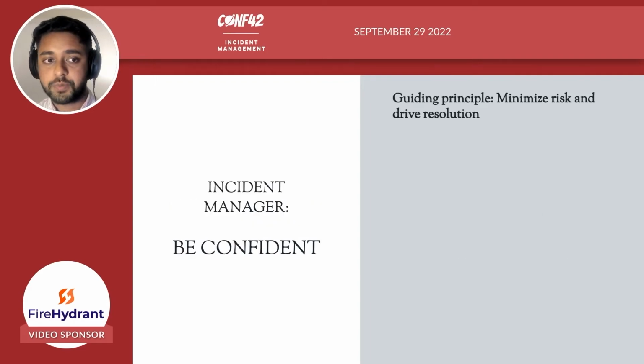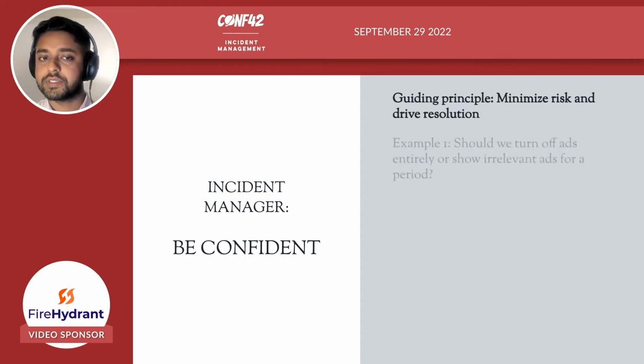Okay, the next part is specifically for the incident manager. So the guiding principle for an incident manager to follow is to minimize risk and drive resolution. A key part of this is being confident. So let's take a few examples.